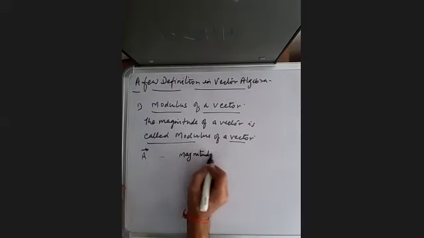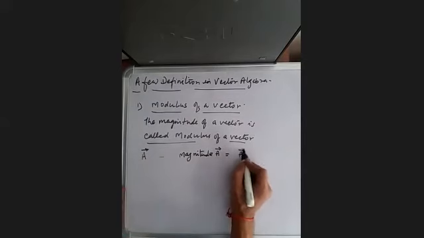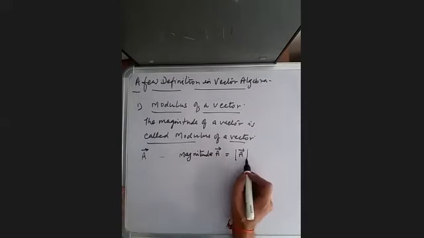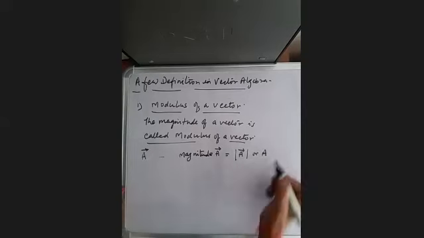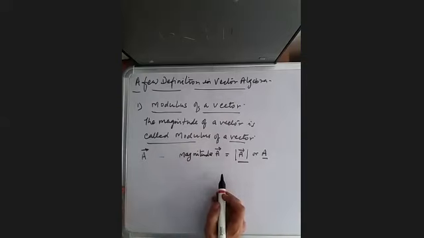the magnitude of a vector A is written with two vertical lines around A. So we represent magnitude as the vector in between two vertical lines, or just write A. That is how we represent the modulus of a vector, which gives us the magnitude of the vector.